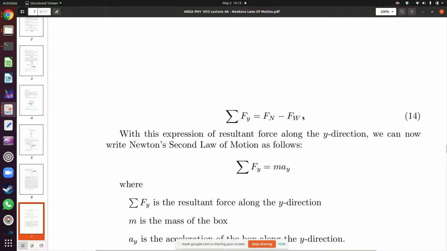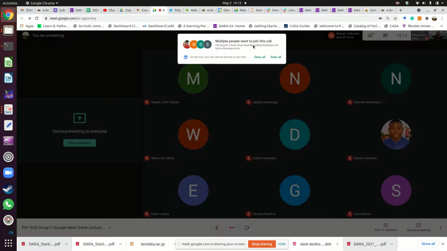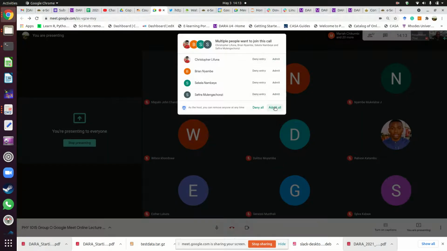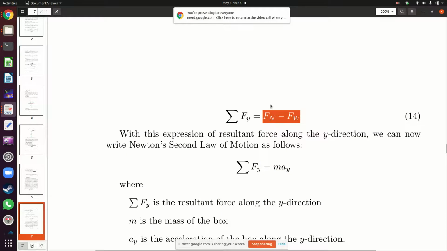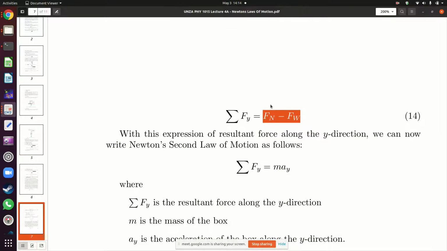So this is the resultant force. The resultant force is a result of the normal force minus the weight of the box. When you're working out a resultant force, it can be positive, it can be 0, or it can be negative. So all sorts of things can happen with the resultant force. Your resultant force can be a positive value, or it can be a force which doesn't exist. In that case, your resultant force is 0, and your resultant force can be negative.